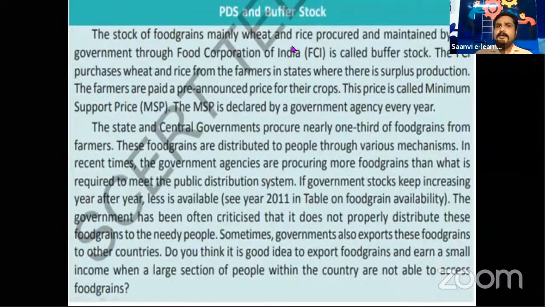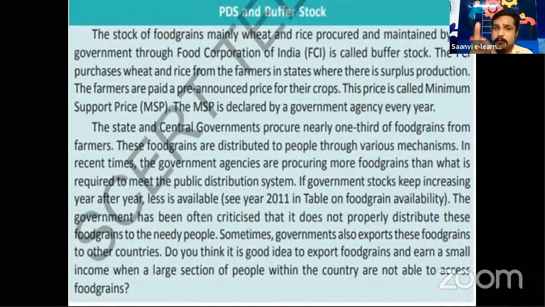Okay, so here, a very important point: PDS and buffer stock. About buffer stock, I told you in the beginning. What do you mean by buffer stock? Because the government has a stock with them. Suppose onion rate, I have explained to you. When there is scarcity of onion and the onion rate increases, the government tries to release it because it's extra stock. When there is a production boom, under those circumstances, the government also has a stock in addition to the public distribution system, PDS.